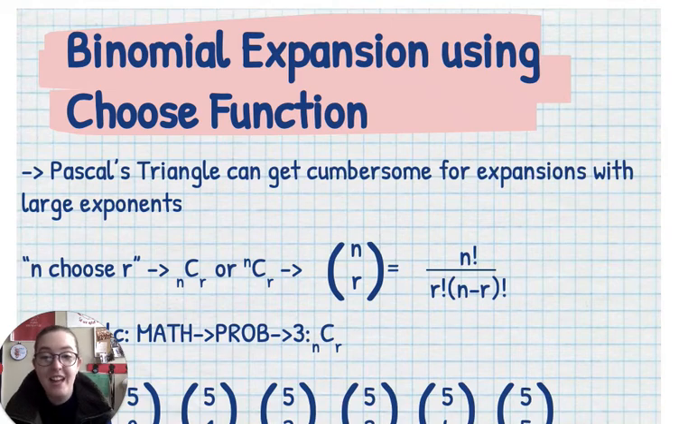Hey guys, today we're looking at binomial expansion using the choose function. What you probably noticed when you were doing binomial expansion with Pascal's triangle was that if you had a big power on your binomial, you had to go pretty far into Pascal's triangle to get anything past the second term of that expansion. So, it got kind of annoying. So, there is a better way. It's called the choose function.